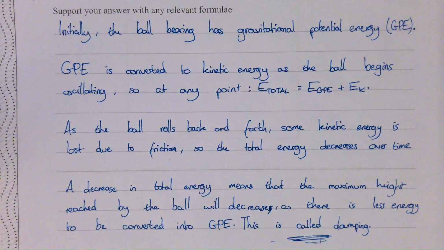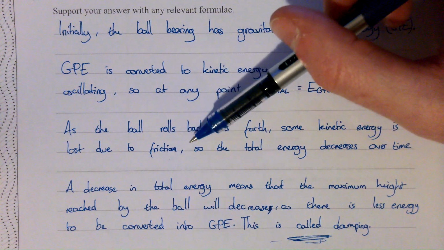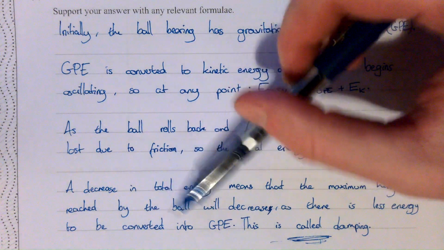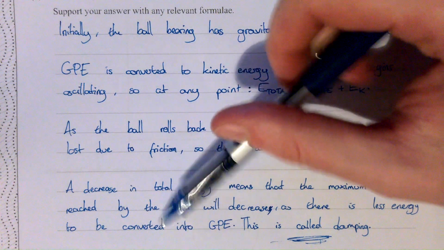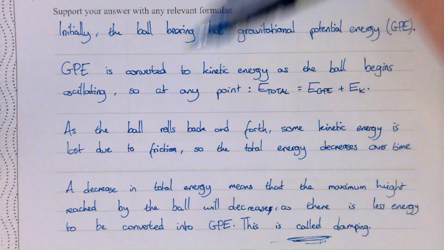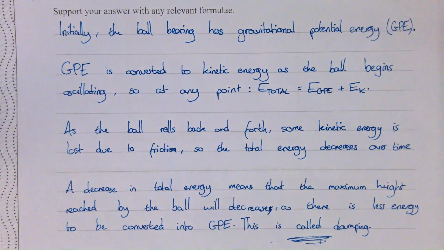For merit, you've got to link the energy loss to the cause, or the decrease in gravitational potential energy as a result of losing kinetic energy. Altogether, we have our excellent answer.